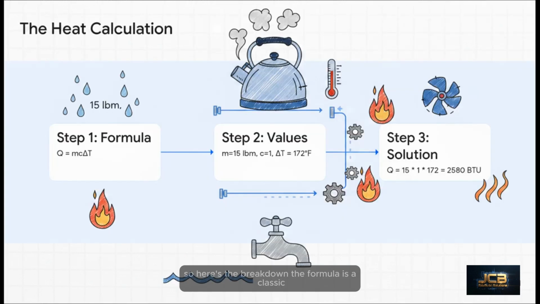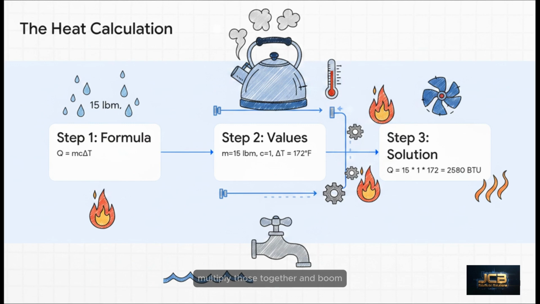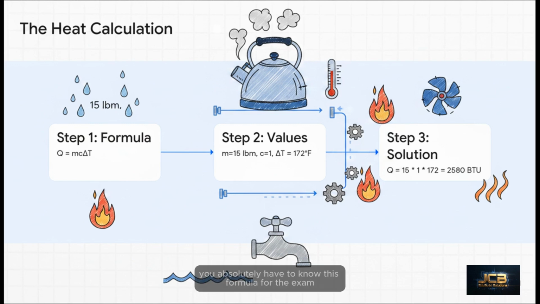So here's the breakdown. The formula is a classic. Q equals mc delta T. We just plug in our values. Mass is 15 pounds, the specific heat of water is 1, and the change in temperature is 172 degrees. Multiply those together, and boom, 2,580 BTU. You absolutely have to know this formula for the exam.